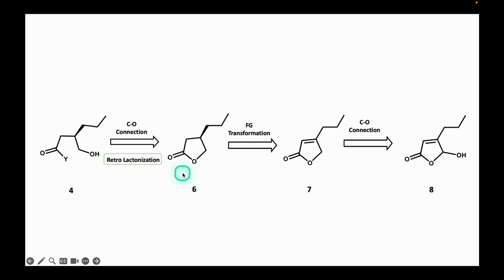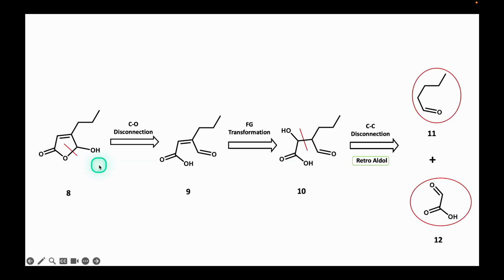precursor. With this idea, a carbon-oxygen connection gives rise to the chiral lactone 6, and the chiral center in 6 can be generated through an asymmetric hydrogenation of a double bond. Thus, a functional group transformation in 6 leads to the unsaturated butyrolactone 7. Next, a carbon-oxygen connection produces the hemiketal 8.